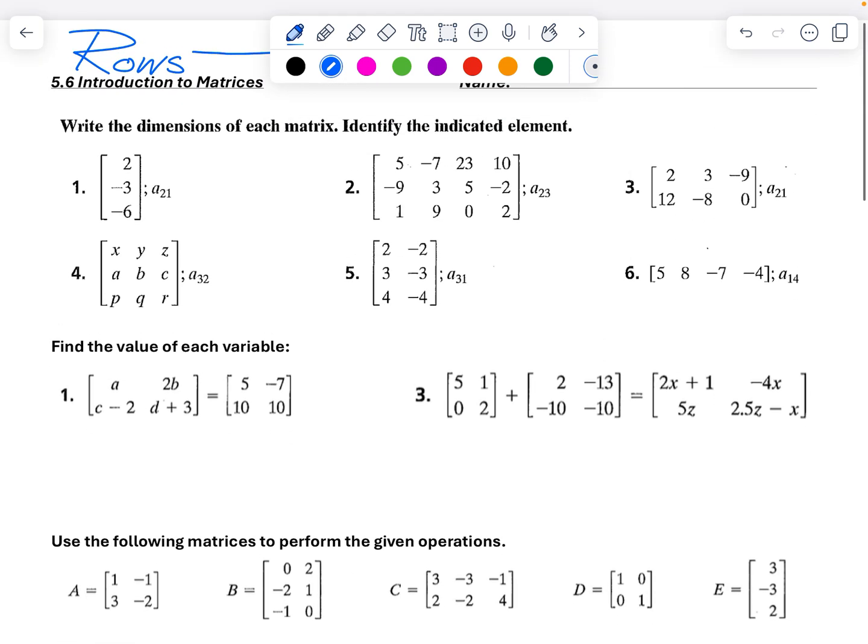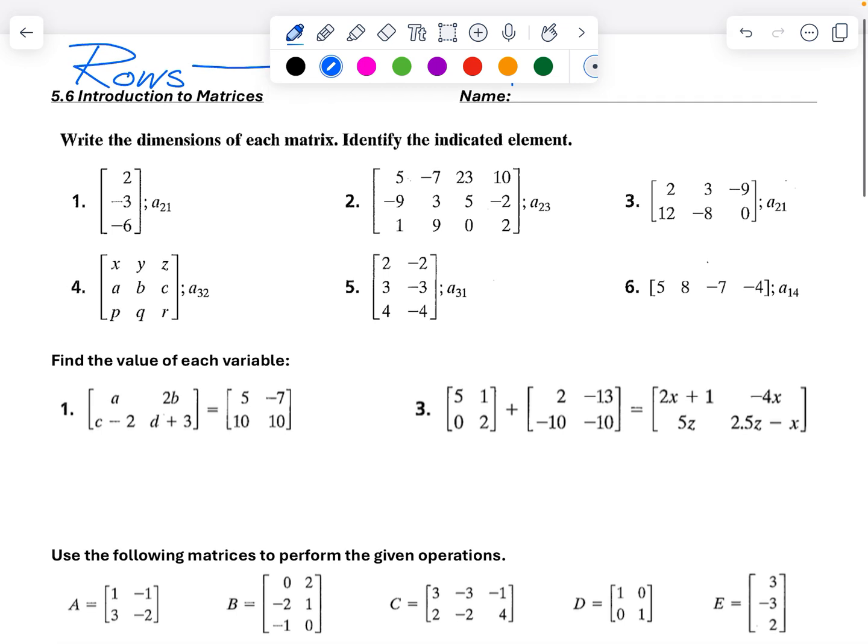Okay, so when it says write the dimensions, I will tell you that another word for dimensions is order. So it says write the dimensions of each matrix, or write the order of each matrix. This first matrix has 1, 2, 3 rows and 1 column. And what is located in second row, first column is the number 3. So A21 is the element 3.